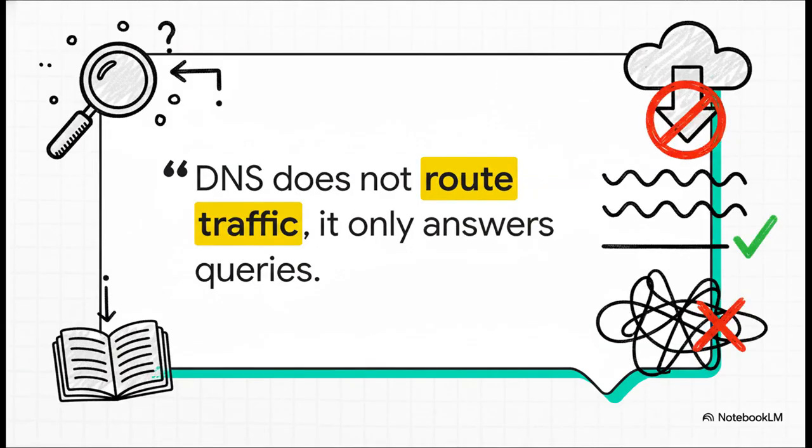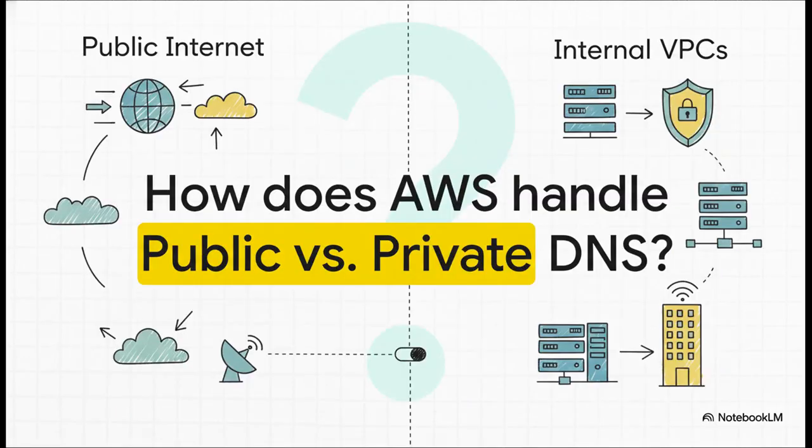And finally, a really important clarification about what DNS is actually doing. DNS does not route your traffic. It's not a router. It's an address book. Its only job is to answer the question, what is the address for this name? That's it. So now you know the what. You know what the different record types are and what they do.